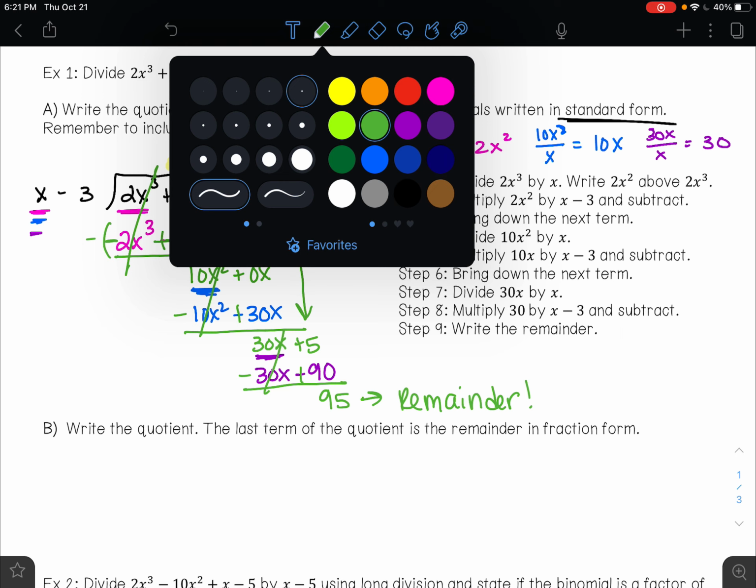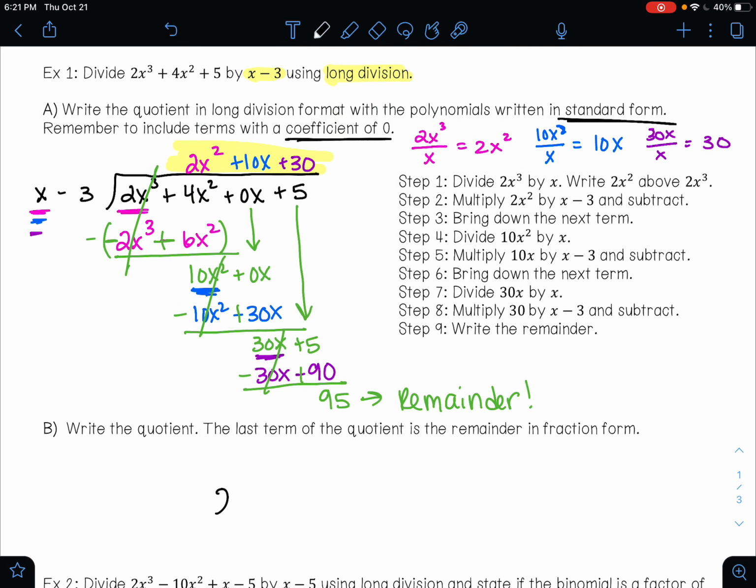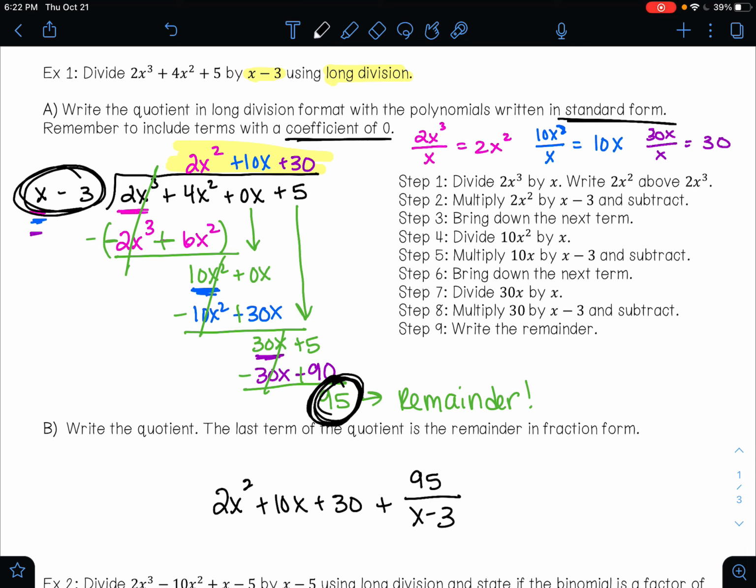So we have 2x squared plus 10x plus 30 plus our remainder, which is 95 over x minus 3. This is always how you write a remainder. You take whatever your remainder is and you put it over what you're dividing by. So this entire thing is our answer.